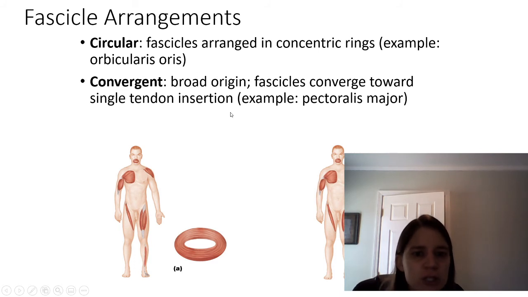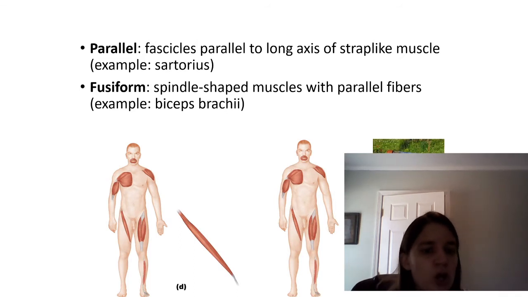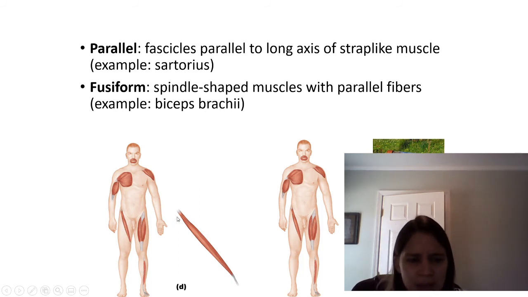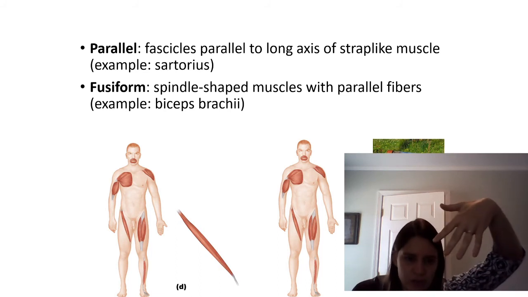There's going to be convergence, where you've got a really broad origin, and then the fascicles converge towards an insertion, right? So the pecs are a good example of this, right? Where you've got a really, really broad origin, and all converges towards a tendon insertion, right? It converges down. You can have parallel. This is when you see really long, strap-like muscles, right? Like here. Those fascicles are running parallel to each other, right?